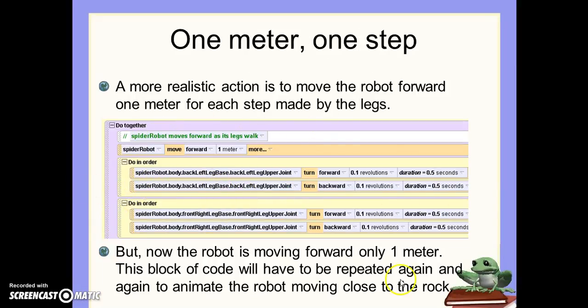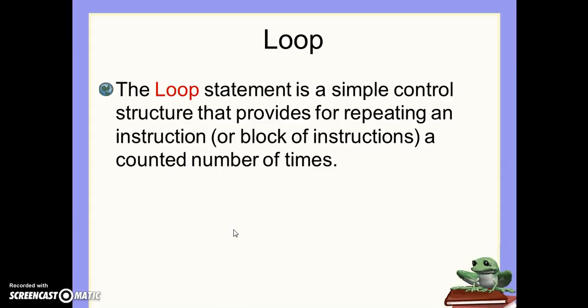This is the code that we wrote to have the spider robot's legs walk. But now the robot is moving forward only 1 meter. This block of code will have to be repeated again and again to animate the moving close to the rock. In this case, we use a conditional operator known as a loop. Loop is going to determine how often or how many times a particular block of code is going to be executed before it is done.